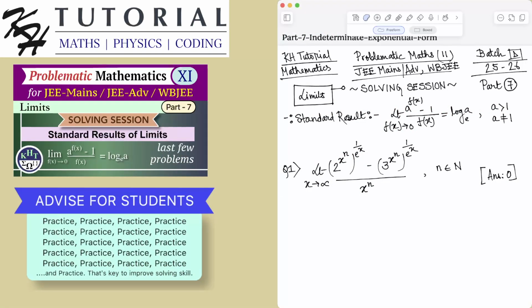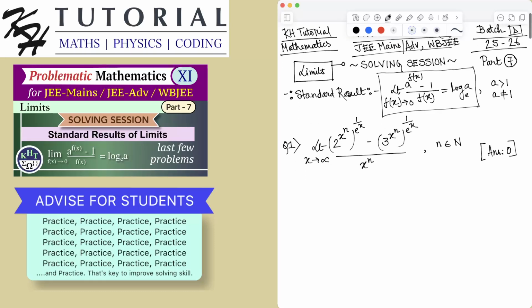Okay, so the standard result that we will apply to solve this problem is this: limit of a to the power f(x) minus 1 divided by f(x). This is an exponential standard result where f(x) tends to 0, which means that whatever the tending value of x is, for that tending value of x, f(x) must tend to 0. The result is log a to the base e. But remember that the constant a is greater than 0 and not equal to 1.